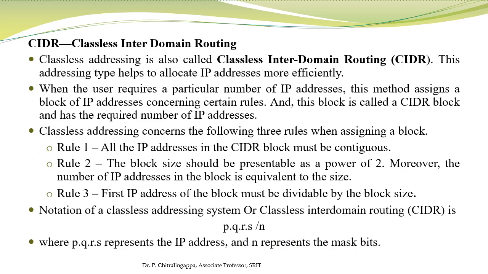Next, CIDR notation. By using CIDR notation, classless addressing, also called Classless Inter-Domain Routing, helps to allocate IP addresses more efficiently. There are some rules for classless addressing. All the IP addresses in the CIDR block must be contiguous. The block size should be representable as a power of 2. The first IP address of the block must be divisible by the block size. The CIDR notation is P.Q.R.S slash n.